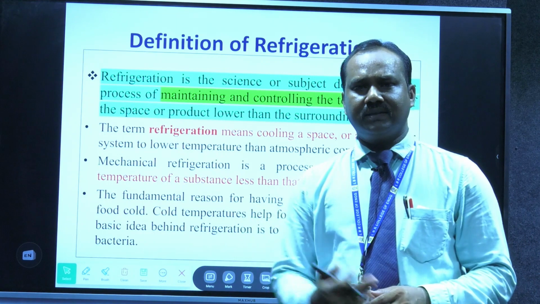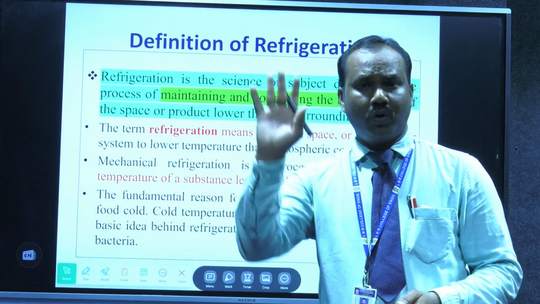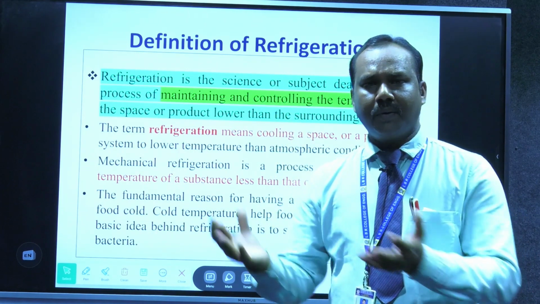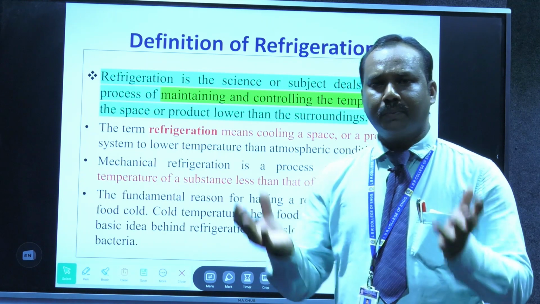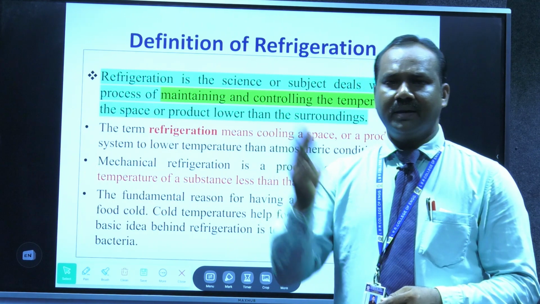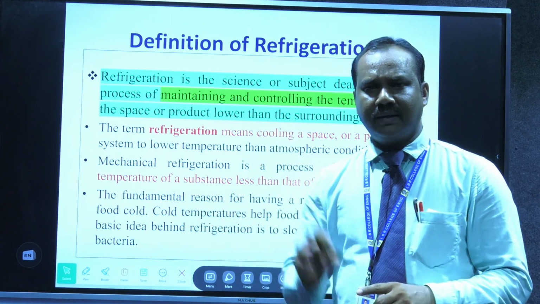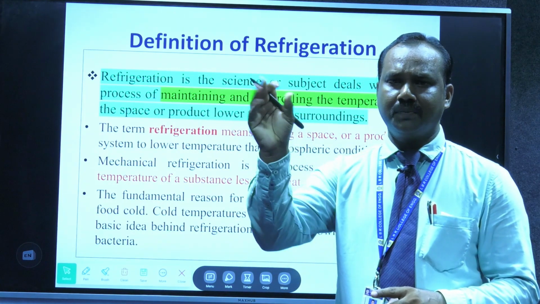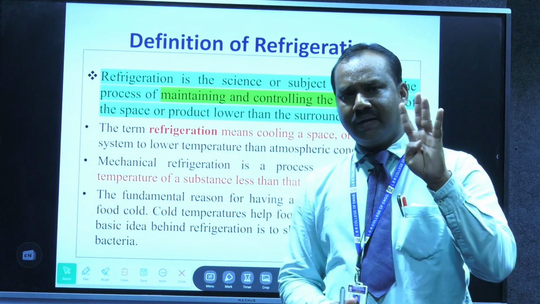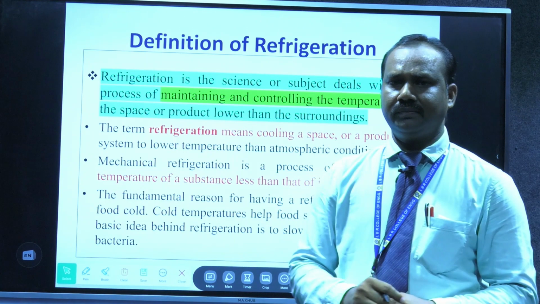Whereas air conditioning is the process of conditioning air by controlling 4 parameters. One is temperature, then humidity. Humidity means the water vapor present in the air. Then air velocity and air purity. Any machine able to control these 4 parameters, temperature, humidity, velocity and purity, is said to be air conditioning. So in air conditioning we need to take care of 4 parameters: temperature, humidity, velocity, purity.